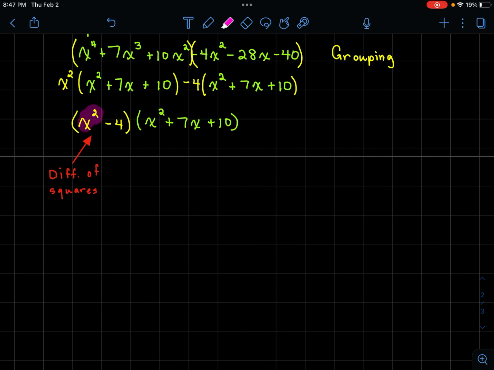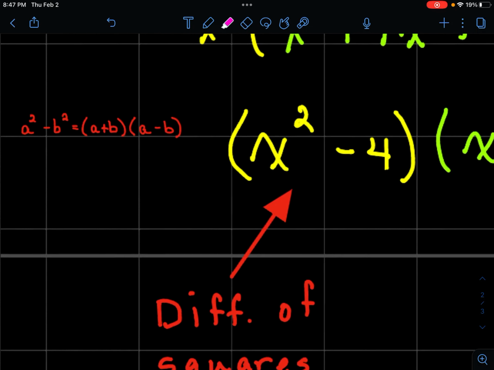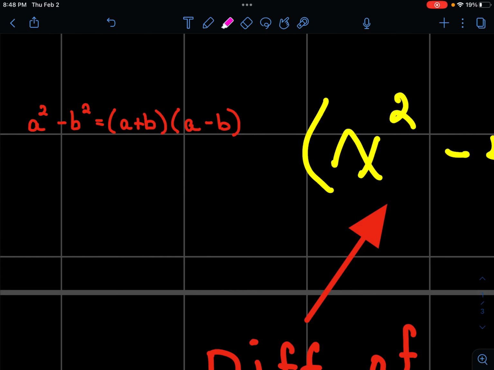Well, first off, this is a square because we got the square term in it, but the number 4 is also a very special number because it is a perfect squared number. And then, what is the factored form of a difference of squares? We'll have it right here. I'm going to zoom in on it.